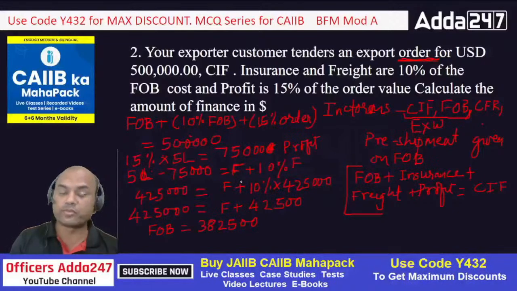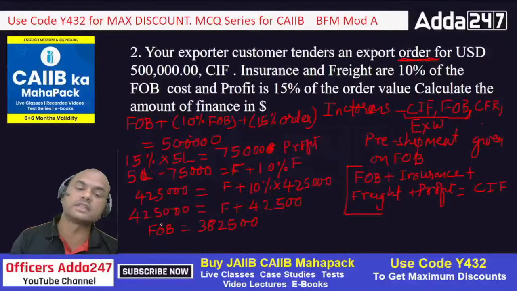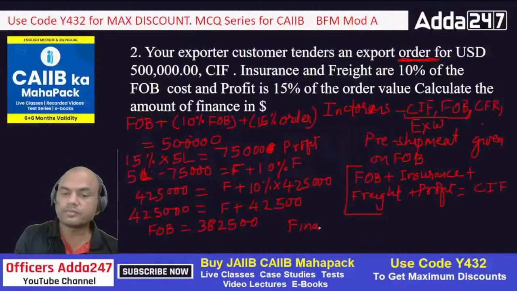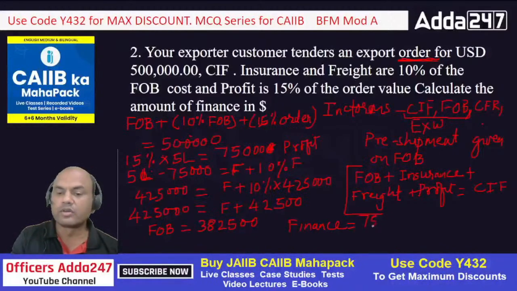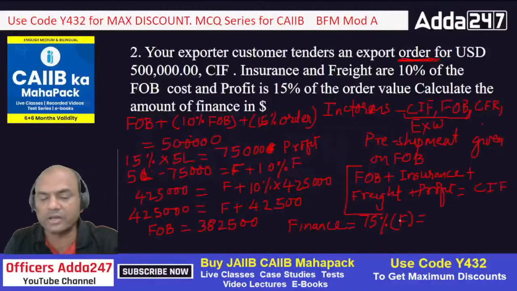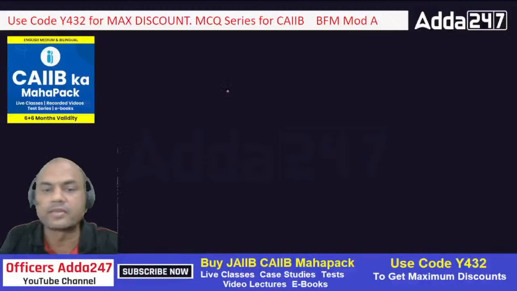Now is this my final answer? No, I want the finance. So what is the finance? Always remember, it is 75% of the FOB. So the bank will finance how much? Finance equals 75% of this 382500. I'll write FOB over here. So what is the answer now? 75% of 382500.